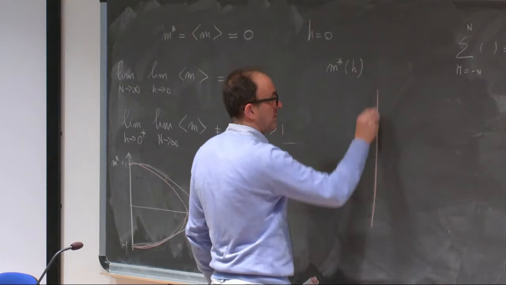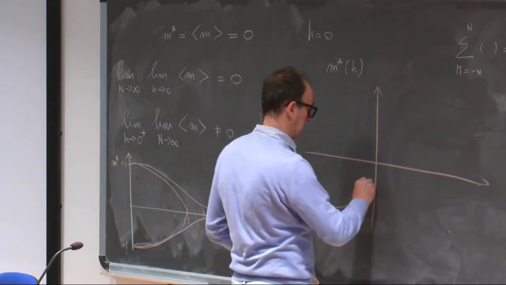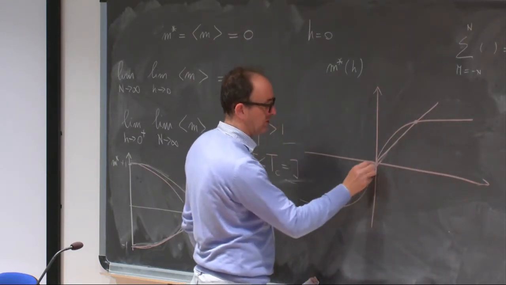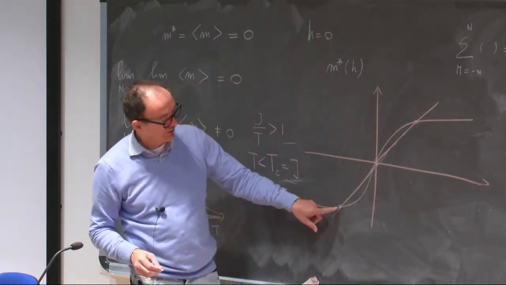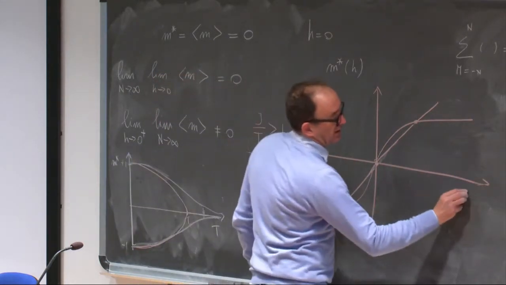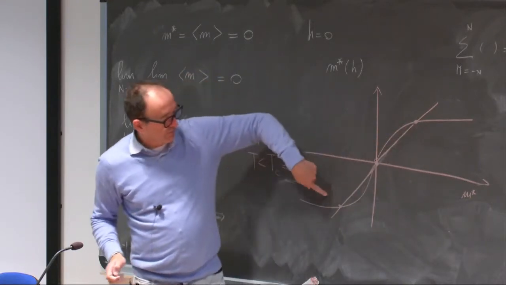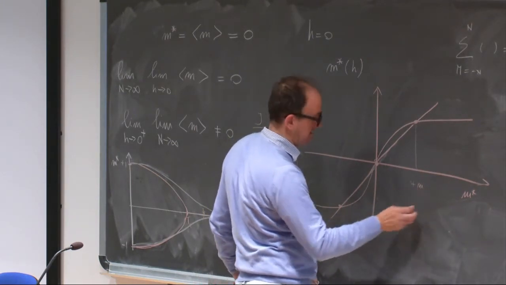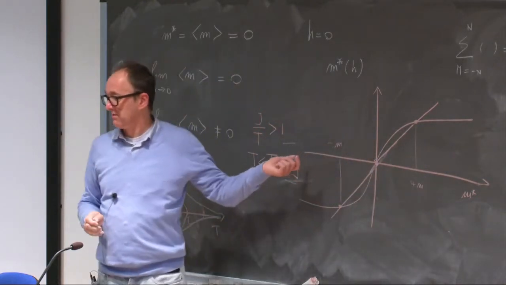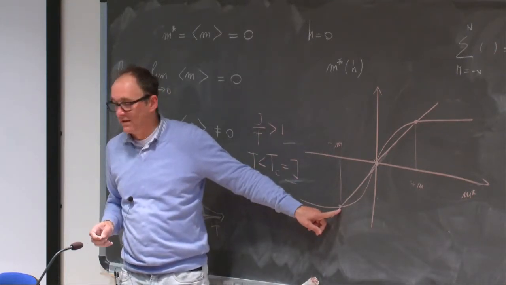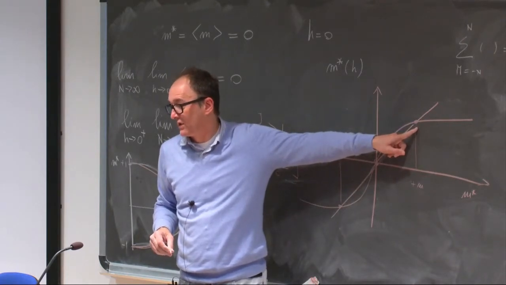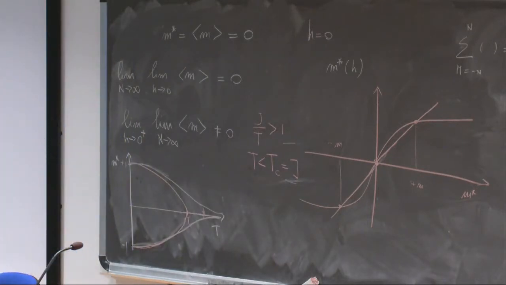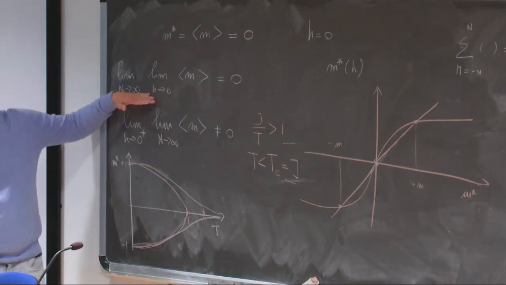So when you are here, what happens to that equation is that essentially you have three solutions. 1, 2, and 3. Okay, sorry for my drawing. So you have three solutions, 1, 2, and 3. Okay? So these are different from zero. Let's call them plus M, minus M, and zero. Okay? So because the probability of this is equal to the probability of this in equilibrium, when H is equal to zero, then if you take the average, minus M plus M, then you get zero. Okay? So this is why you get this result.